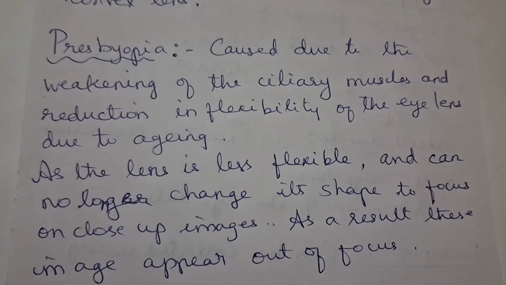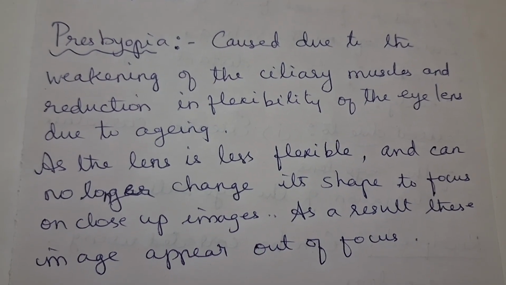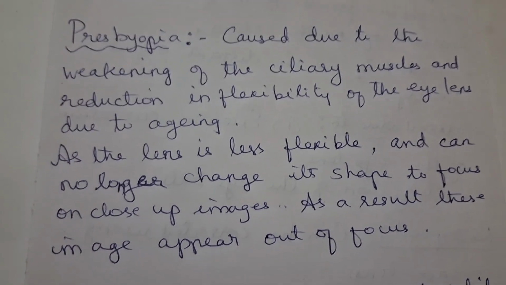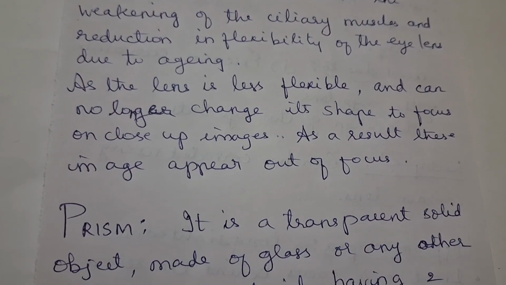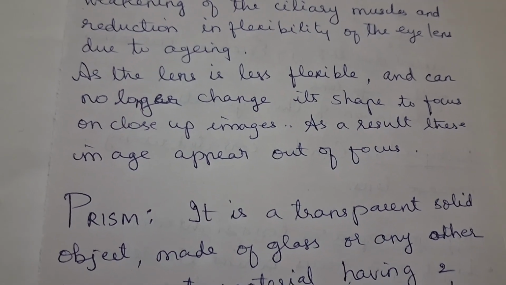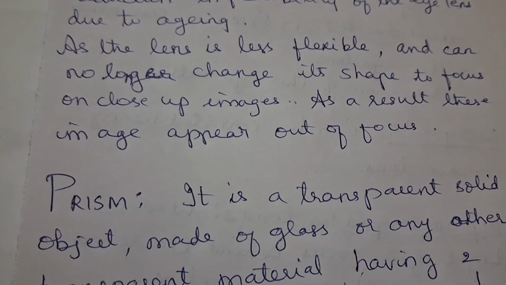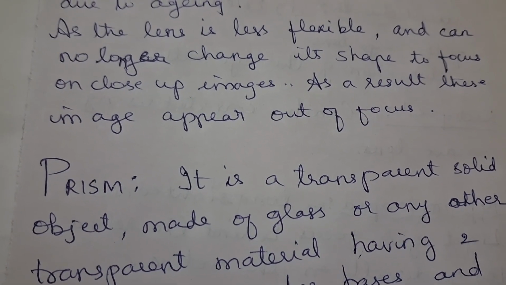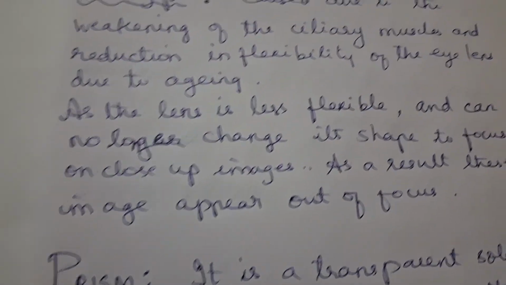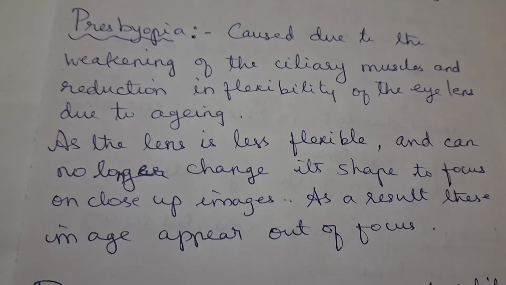Presbyopia is caused due to the weakening of the ciliary muscles and reduction in flexibility of the lens. This is an age-related factor. As the lens is less flexible and can no longer change its shape to focus on clear close-up images, as a result, the image appears out of focus. So this is about presbyopia.